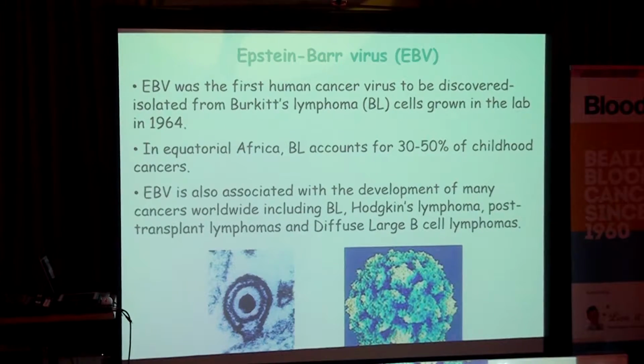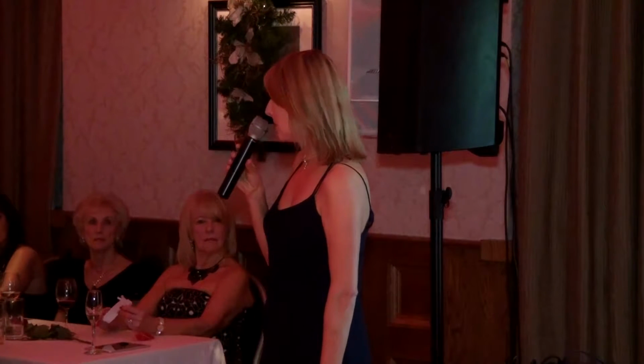And as well as causing Burkitt's lymphoma, it's also associated with a number of other lymphomas and other types of cancer. And they include Hodgkin's lymphoma, the kinds of lymphomas that you might get post-transplant if you're taking immunosuppressive drugs. Those particular types of cancers particularly affect children. And also with another type of lymphoma called diffuse large B-cell lymphoma.